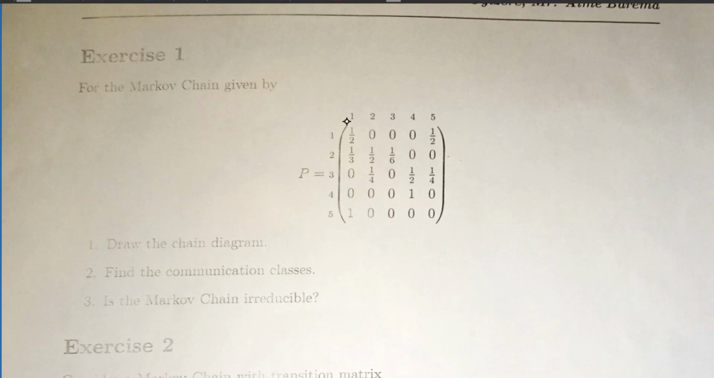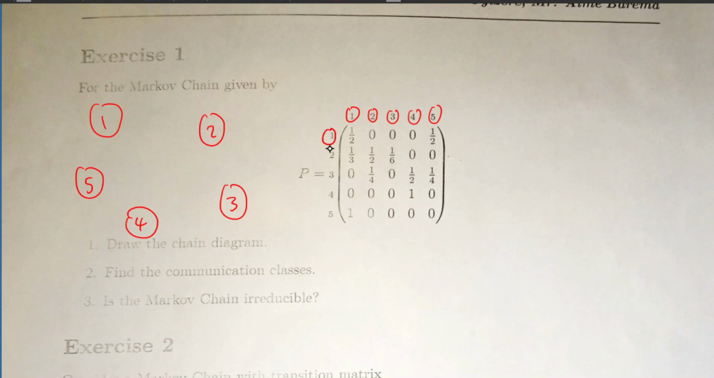Now to draw the chain, we'll just be considering the states that you have. So we have states 1, 2, 3, 4, 5. Basically I'm just going to say 1, 2, 3, 4, and I'll put 5 here. So the states represent the vertices of the chain. All right, so those are the vertices.